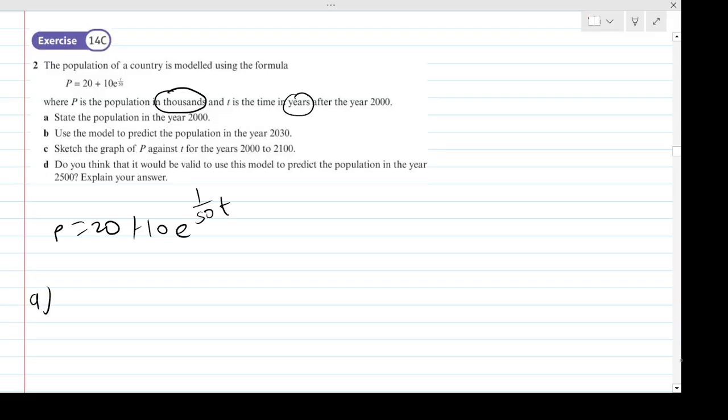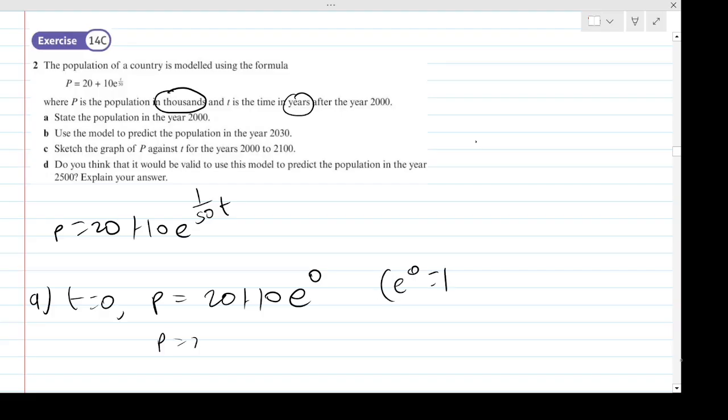So part A, we need to state the population in the year 2000. Well, that's when the time is starting at 2000, right? So that's the initial time. So t is 0, then P at that time is 20 add 10e to the 50th of t. Well, 50th of 0 is still 0. But then e to the 0 is just 1. Again, remember, power of 0 is 1.